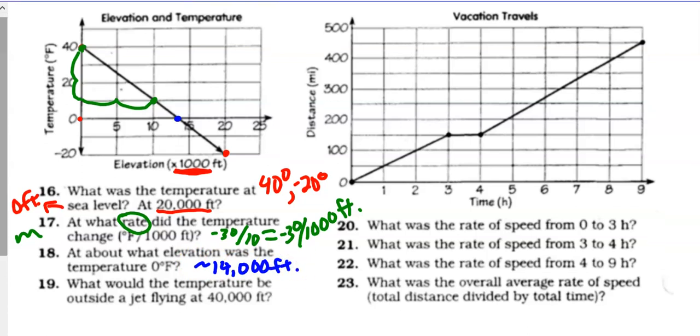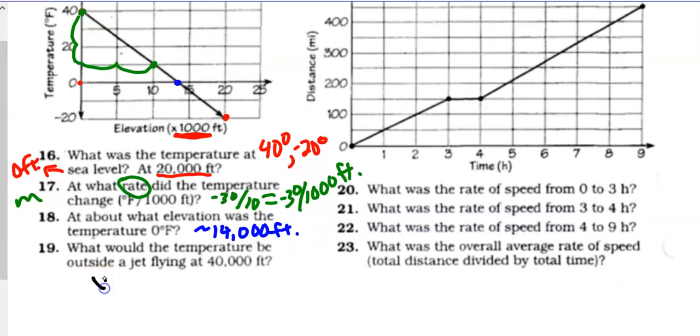Okay, so let's take a look at number 19. What would the temperature be outside a jet flying at 40,000 feet? Notice that is off our chart here. It only goes up to 25, and actually we don't even have a point at that. Our last point is right here. So going off of our graph, we have to think about our equation. Y equals mx plus b is probably the easiest way to think about this.